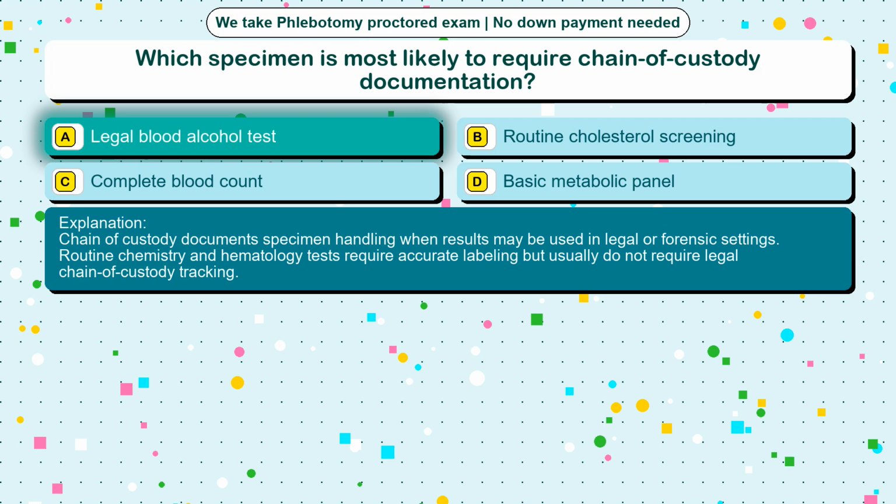Chain of custody documents specimen handling when results may be used in legal or forensic settings. Routine chemistry and hematology tests require accurate labeling but usually do not require legal chain of custody tracking.